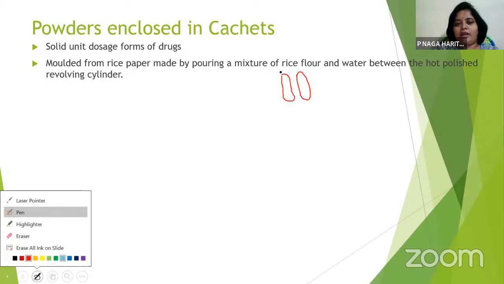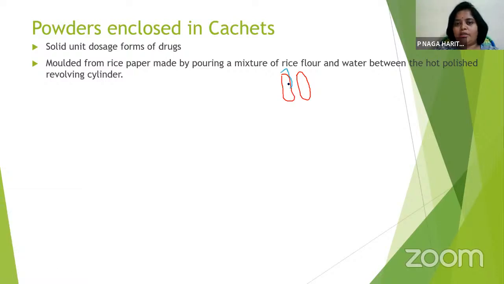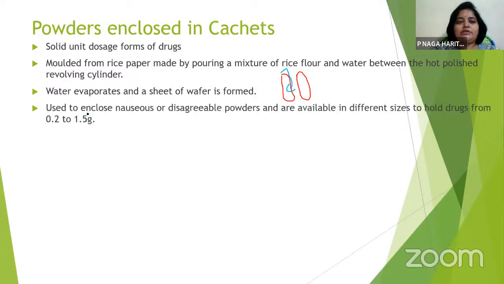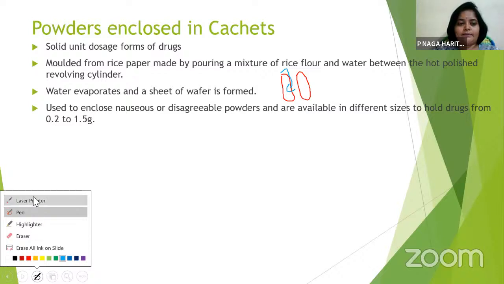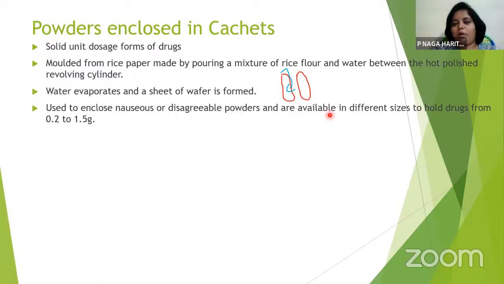You will be taking the rice flour solution and pouring it on these rolling cylinders. When you have poured this rice flour on the rolling cylinder, it forms a thin layer over the rollers. As it is hot, it dries immediately and comes out as a wafer. Water evaporates and a sheet of wafer is formed, and it is used to enclose the contents, nauseous or disagreeable powders, and is available in different sizes which can hold from 0.5 to even 1.5 grams. These are also called wafer capsules.